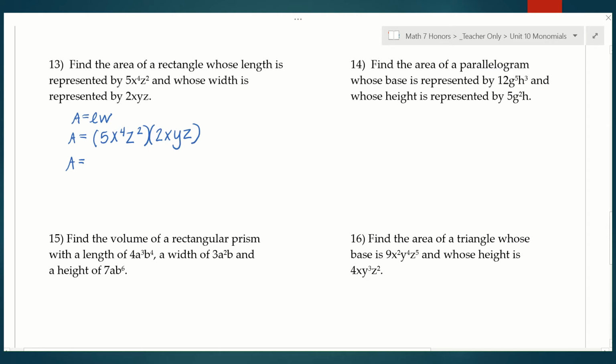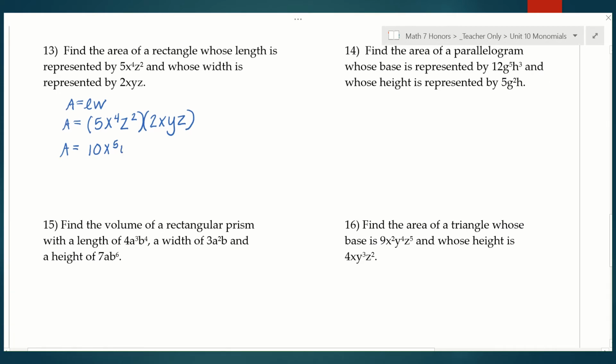So I'm going to do 5 times 2, which is 10. X to the fourth times x to the first is x to the fifth. There's only one y there, so we're just going to put that y. And z squared times z to the first is z to the third. It doesn't give us any units here, so I'm just going to say units. And because it's area, we treat that as units squared.